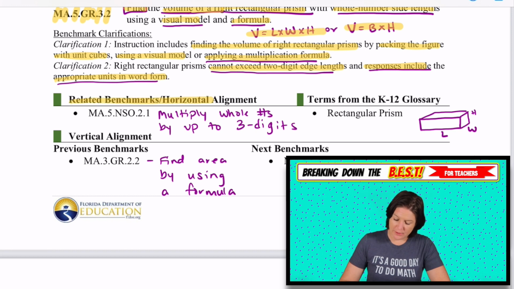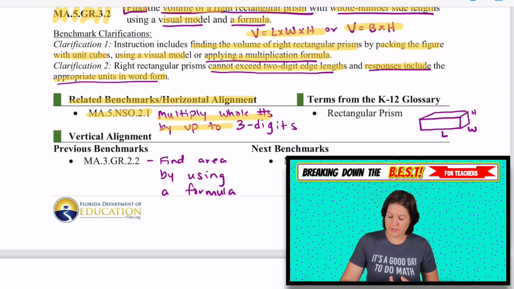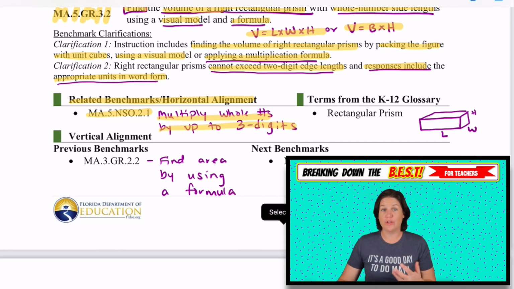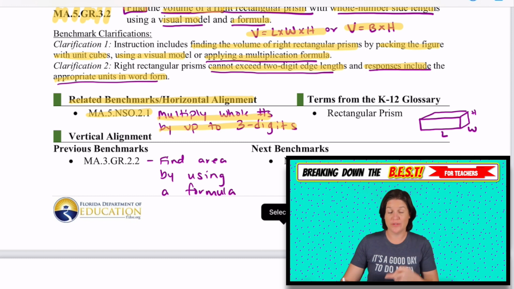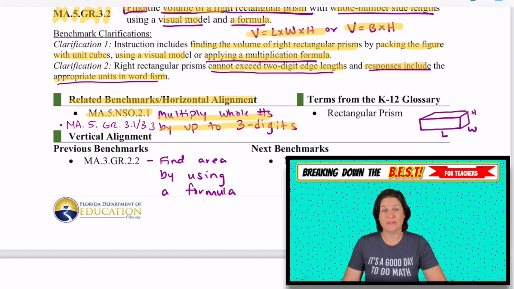What are the related benchmarks here? Well, the Department of Education is saying this one, MA.5.NSO.2.1, which is multiplying whole numbers by up to 3 digits. When we're finding volume, we are definitely multiplying, so this standard for sure is related. And I'm also going to go ahead and add that MA.5.GR.3.1 and 3.3 are definitely related. These are also involving volume.